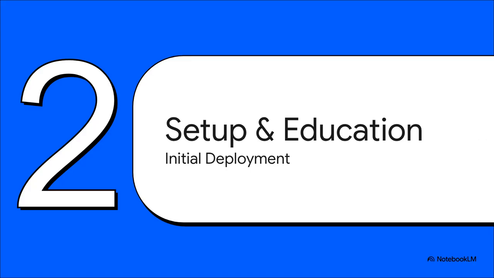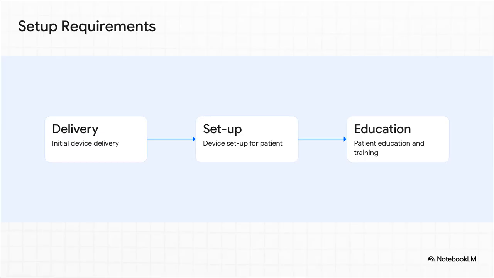Moving on to Part 2, Initial Setup and Education. All right, before we monitor anyone, we gotta get the equipment out there. Whether you're using the RPM setup code 99453 or the RTM setup code 98975, there are 3 distinct steps you have to complete to bill for the setup. You need to handle the initial device delivery physically or digitally, facilitate the actual setup, and provide comprehensive patient education and training on how to use the equipment.